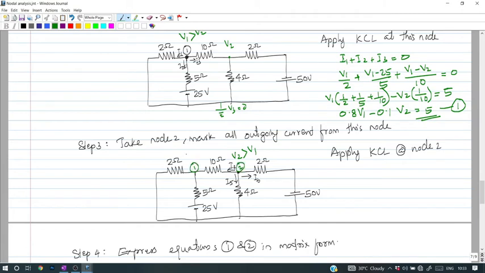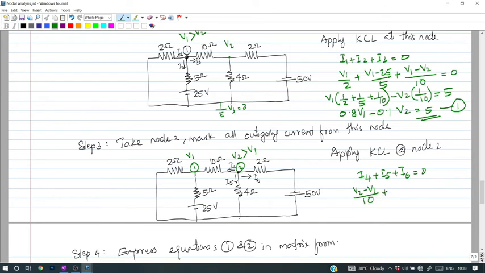This is node 1. Node 1 voltage is V1. When we are applying KCL at node 2, all currents are outgoing. So I4 plus I5 plus I6 is equal to 0. What is the expression for I4? V2 is greater compared to V1. The potential across the 10 ohm resistor under this case is V2 minus V1 divided by 10 ohm.